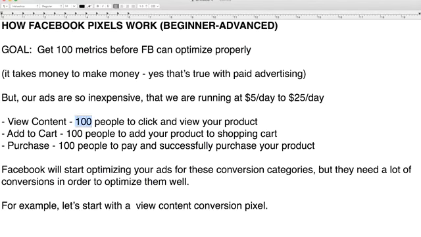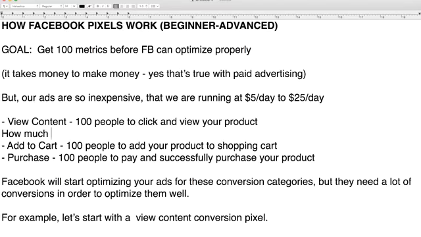So view content, 100 people to click and view your product, right? The issue is that clicks can cost a lot. How much do clicks cost? Clicks might cost you between 10 to 50 cents each, especially when you're new. You may not know exactly how to get good clicks, and if you don't know how to get good, cheap clicks, you're going to spend a lot of money just trying to get people to click your link. So it's a little tough.